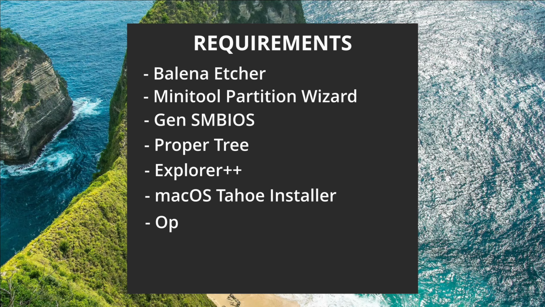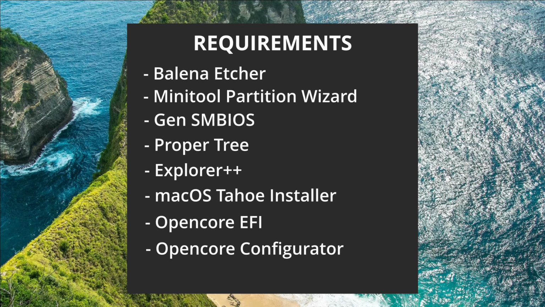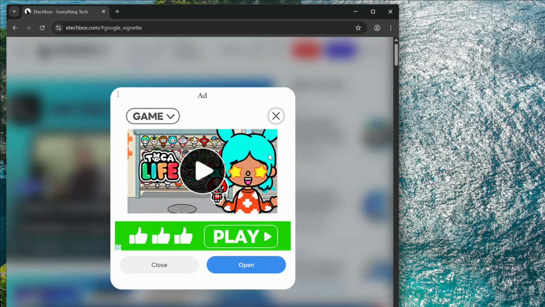We also need the Opencore EFI file. We need Opencore Configurator. And lastly, we need a 32 gig flash drive. Now if you have anything more than 32 gig, you should be fine, but the minimum is 32 gig. Now let's head to our browser and download these files.